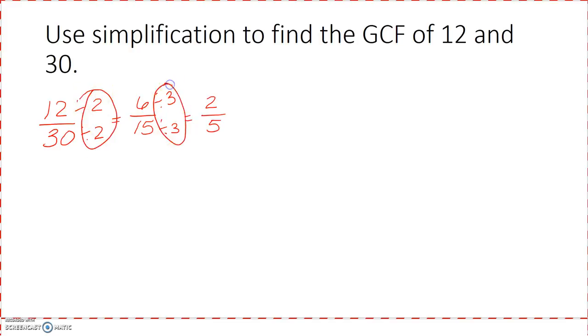And now I look at my factors. 2 and 3 are the numbers I used to divide. So let's multiply them. 2 times 3 is 6. So the GCF of 12 and 30 is 6. Whoops, 6.